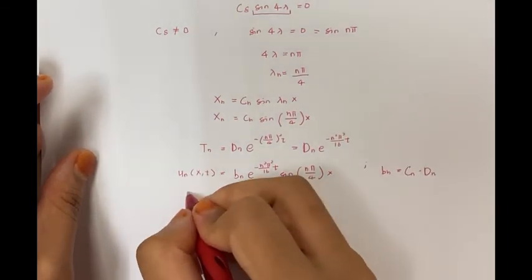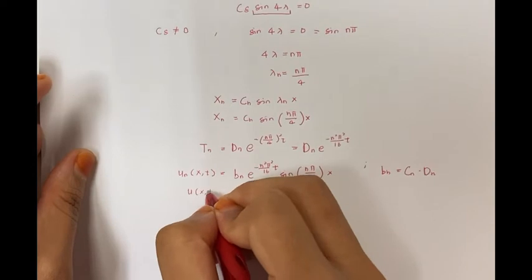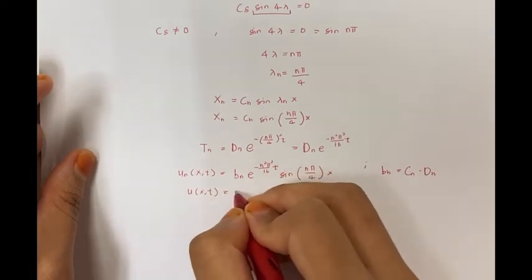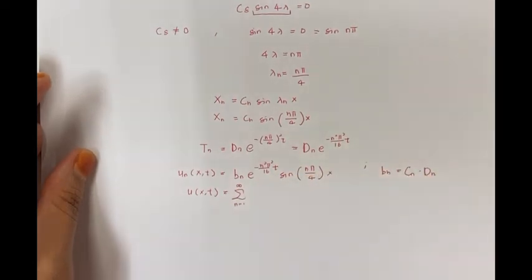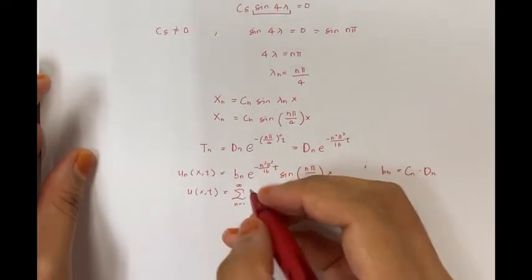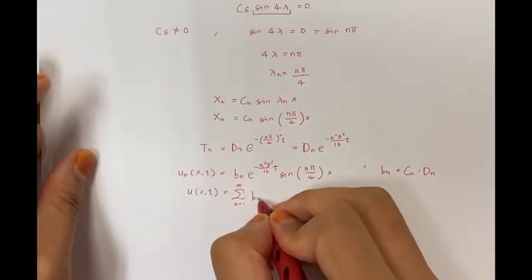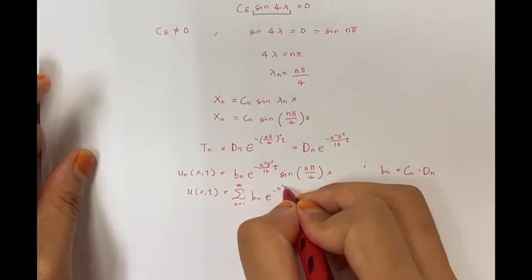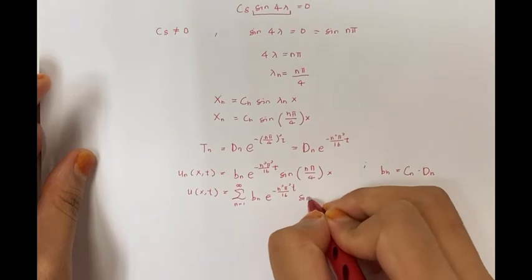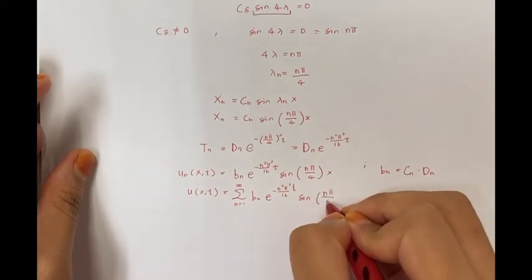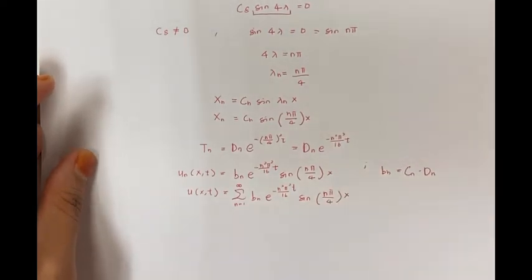From Un, you have u(x,t). You can write u(x,t) as the summation. Once you convert from Un to u(x,t), you have the summation of Bn e^(-n²π²t/16) sin(nπx/4).